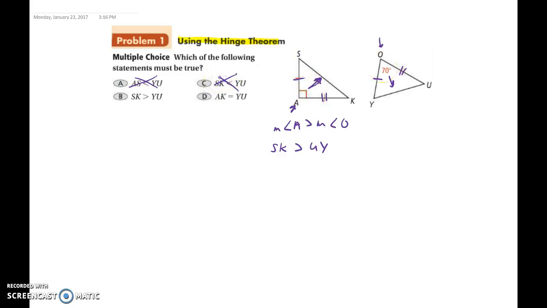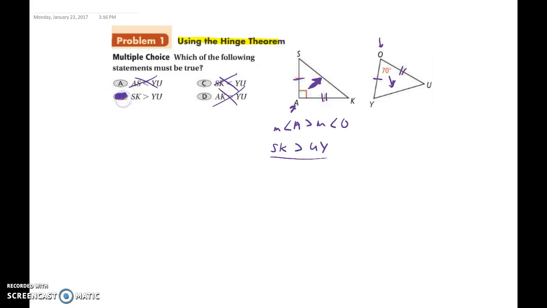AK is greater than YU. Well, here they tell us that AK is marked with two tick marks. For YU, they don't put any on there. So that doesn't have to be true. And later on, it tells us that SK is greater than YU, which is what we know has to be true, because 90 degrees is greater than 70 degrees. So the side opposite of that angle has to be greater than the side opposite of 70 degrees. So that means SK must be greater than YU.